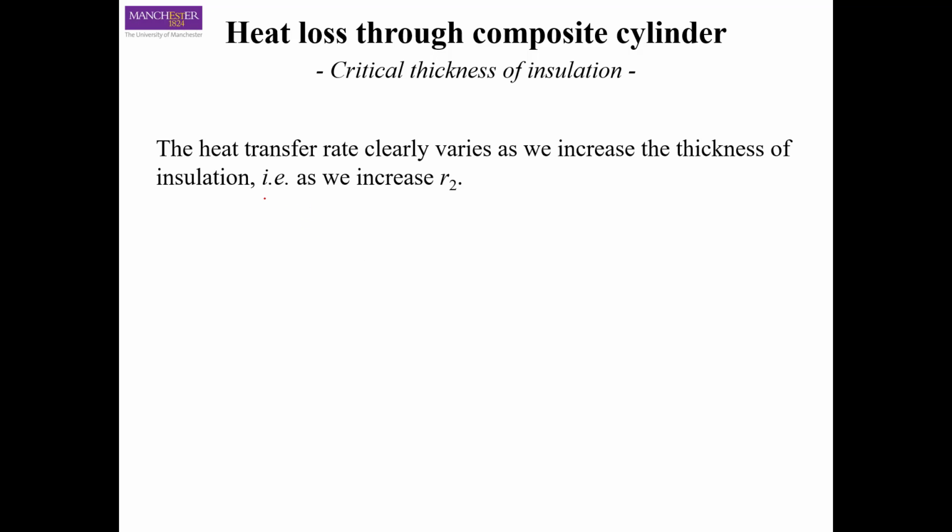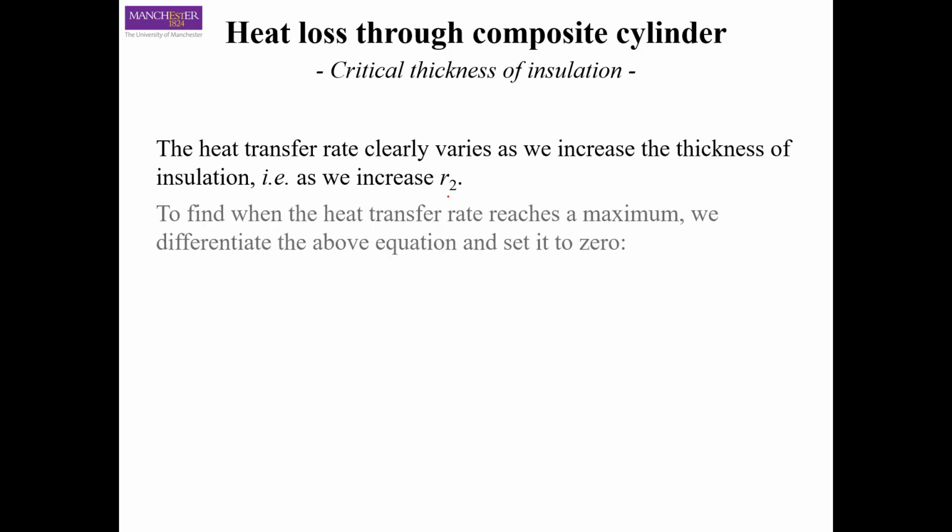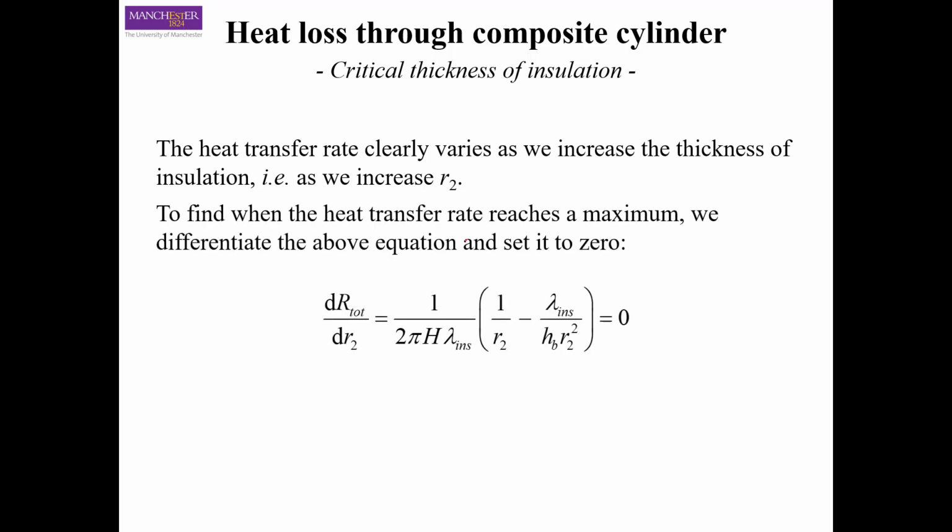We know that the heat transfer rate clearly varies when we are increasing the thickness of the insulation, meaning we are increasing R2. For the value of R2 where we will have the maximum heat transfer, we can take the differential of the equation that we developed on the previous slide and make it equal to 0. That will give us the point at which the value of R2 gives maximum heat transfer. So that is the differential equation for that.